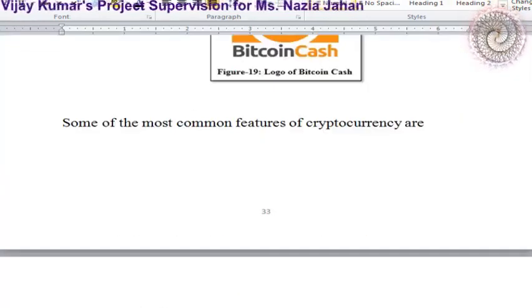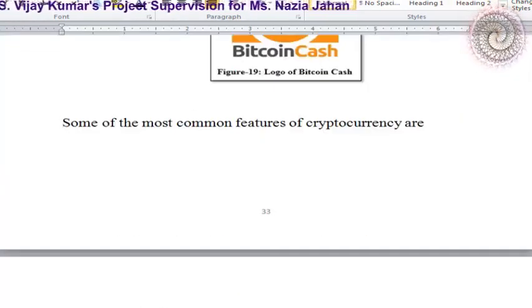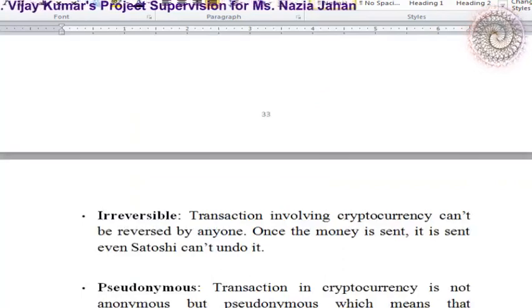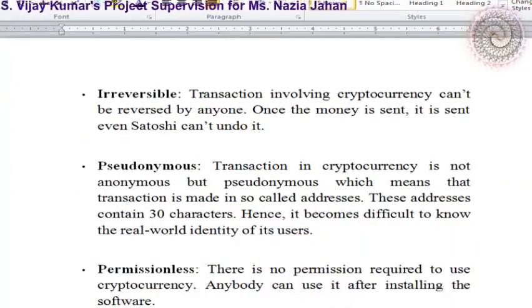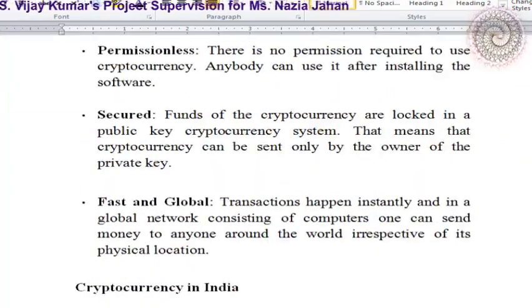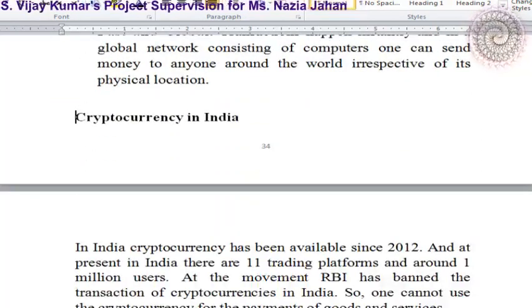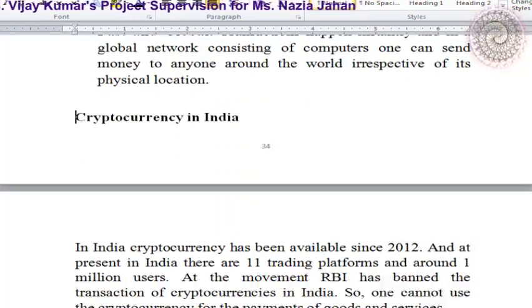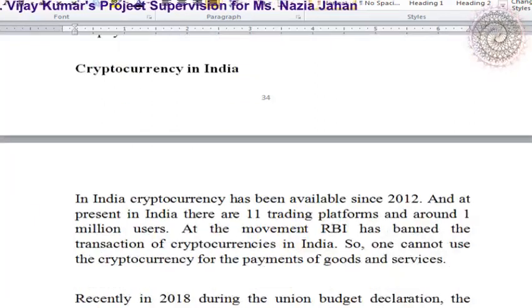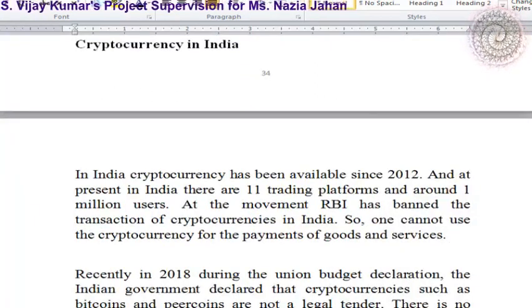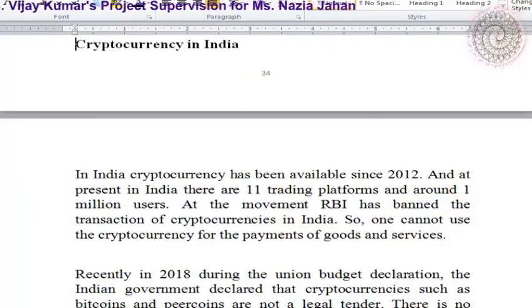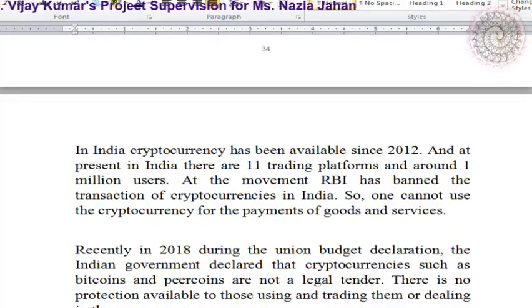This thing, I think, the features, you can list separately under a separate heading. Bold heading: irreversible, pseudonymous, permissionless, secured, fast and global cryptocurrency in India. So this also is going to the next page. In India, cryptocurrency has been available since, and at present there are 11 trading platforms, around 1 million banned transactions.